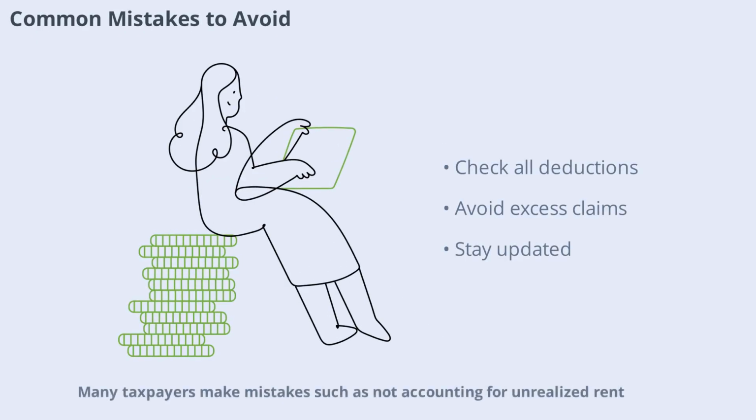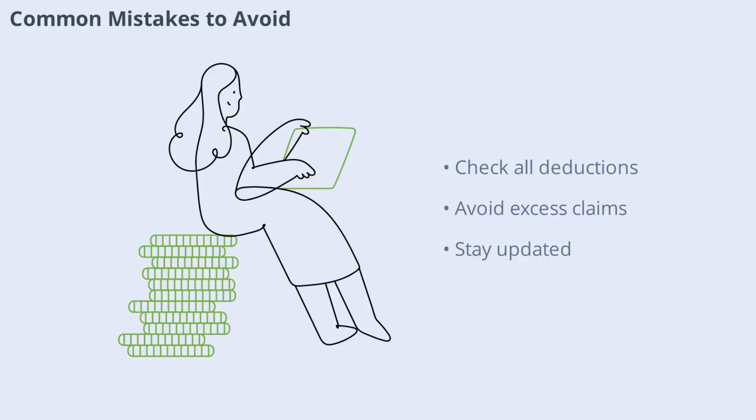Many taxpayers make mistakes such as not accounting for unrealized rent, failing to deduct municipal taxes, or claiming excess interest deduction. Always follow the prescribed calculation steps and check eligibility for each deduction. Staying updated with the latest rules helps avoid penalties and ensures you pay only what is due.